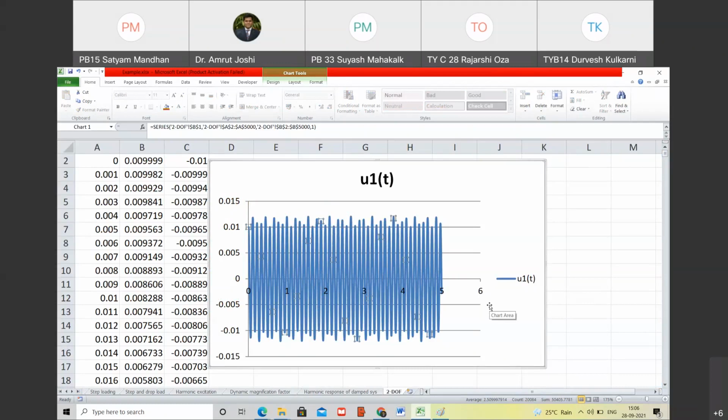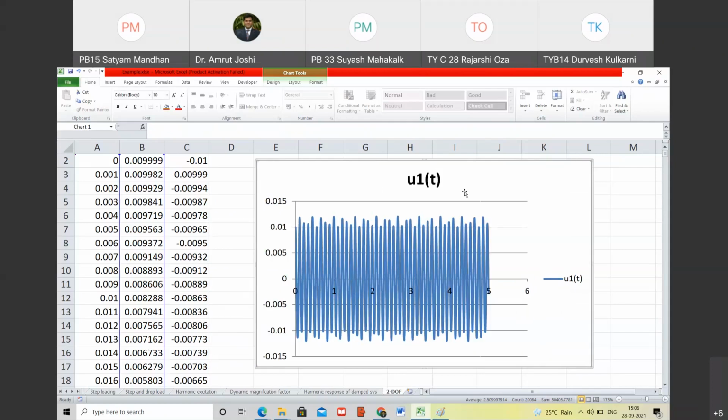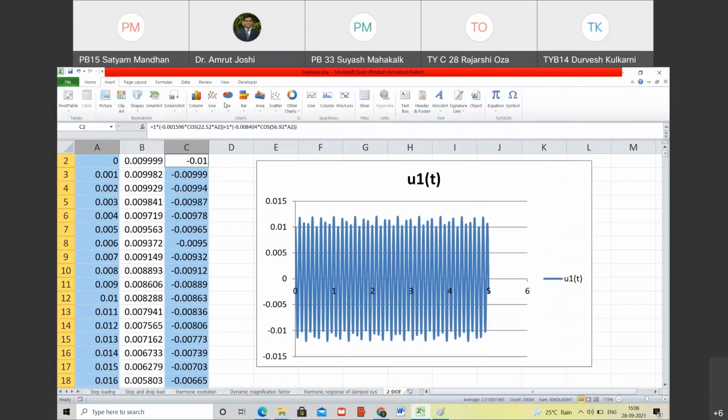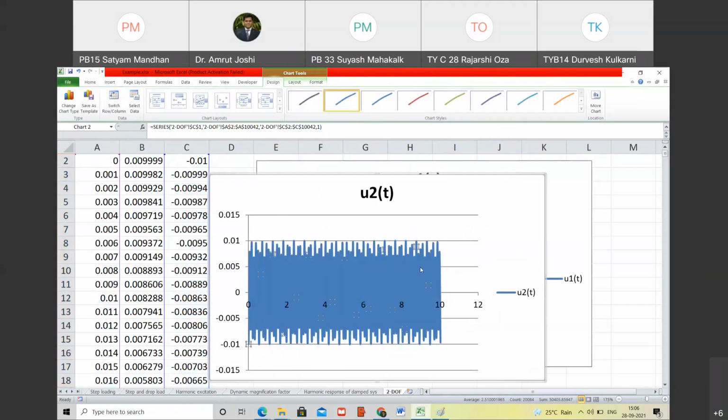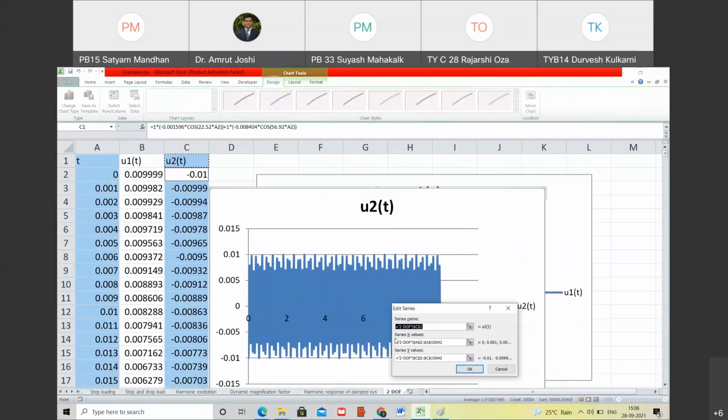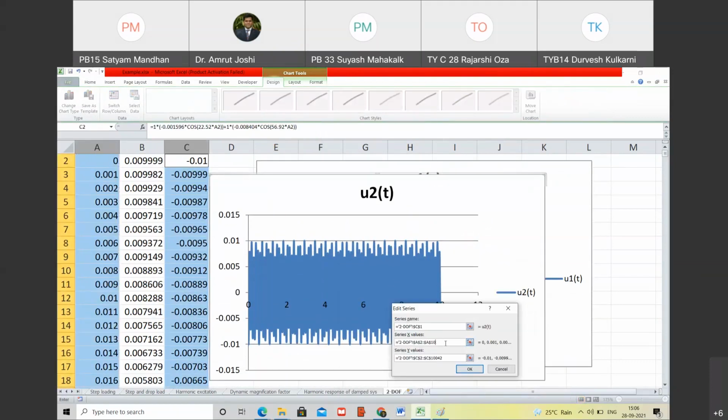Therefore, even a free vibration response of 2 degree of freedom system is slightly different than the free vibration response of single degree of freedom system. Are you with me? This was U1 of t. Now let us plot U2 of t. Happy? And again I will plot it only up to 5 seconds.